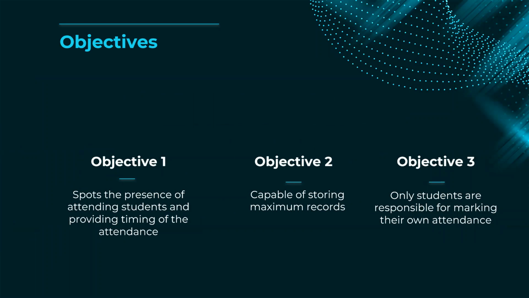The objective of the system is that it has to be able to spot the presence of attending students and provide the timing of the attendance. The second objective is that it has to be able to store a maximum of records. As you know, many lectures have a lot of students, such as 100 or 200 students. And the final objective is that only students are responsible for marking their own attendance, compared to teachers having to hand out sheets to take attendance of the students in the class.